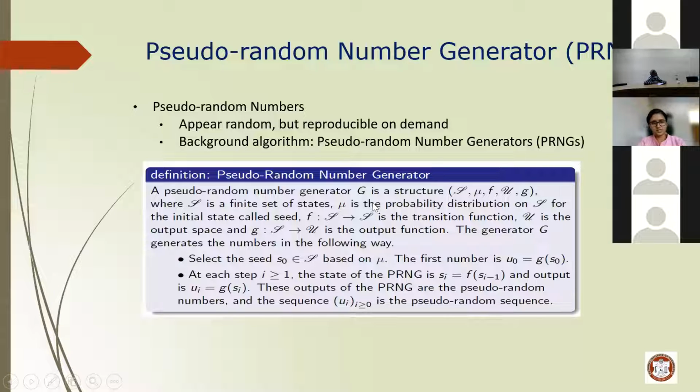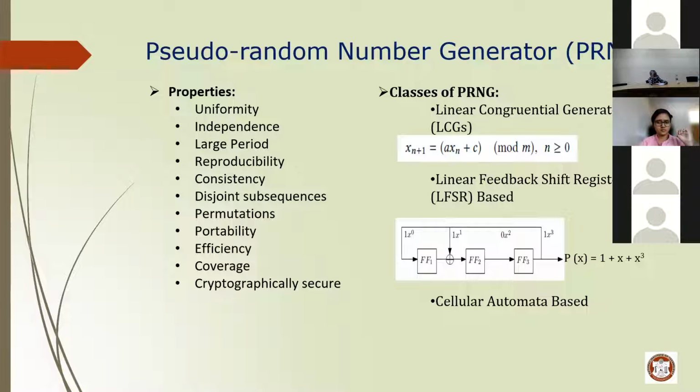So the generator will take a seed S0, which is part of the finite set of states based on mu, and continue generating numbers based on the output function. At each step, the next state will be updated based on F. For every PRNG, we have a period, because it is a finite state machine. The starting state will come back after some time. The length after which the starting state comes back is the period, and period is the most important thing in a pseudo-random number generator.